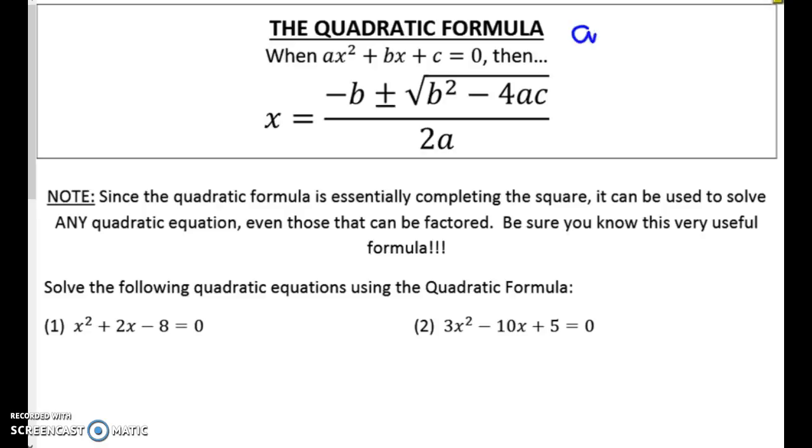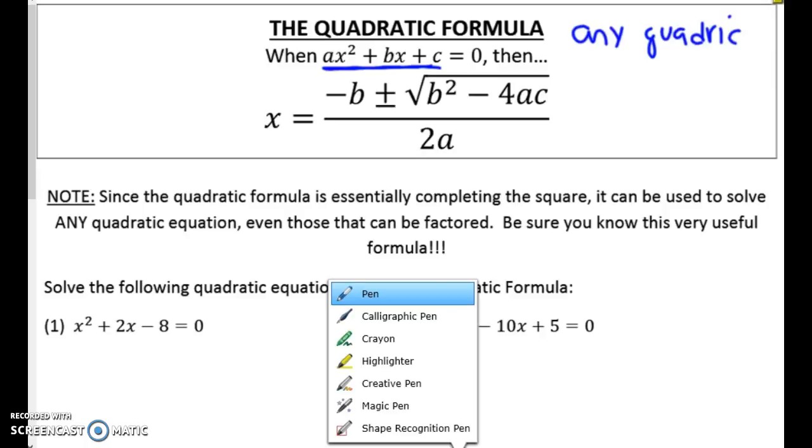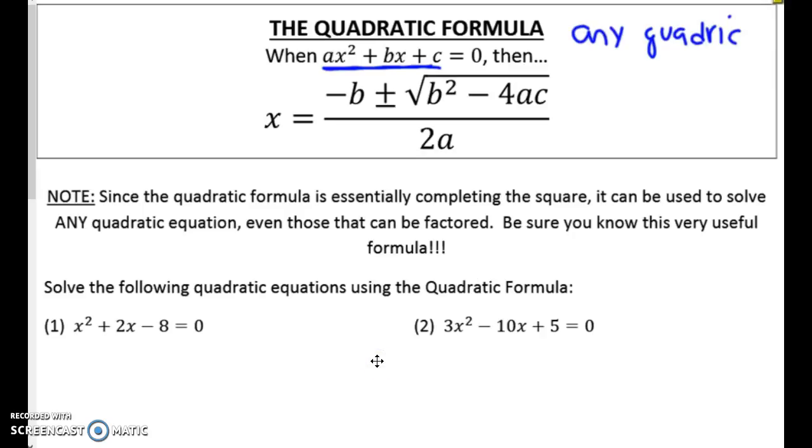Okay? So any quadratic, anything in the form ax squared plus bx plus c, is going to work for this. If you watched the prior video as well, there's another link to a video that shows you the quadratic formula actually is just a condensed version of completing the square. But at the end of the day, here's one of the most important formulas, definitely in this class, but almost in algebra overall, is this formula right here.